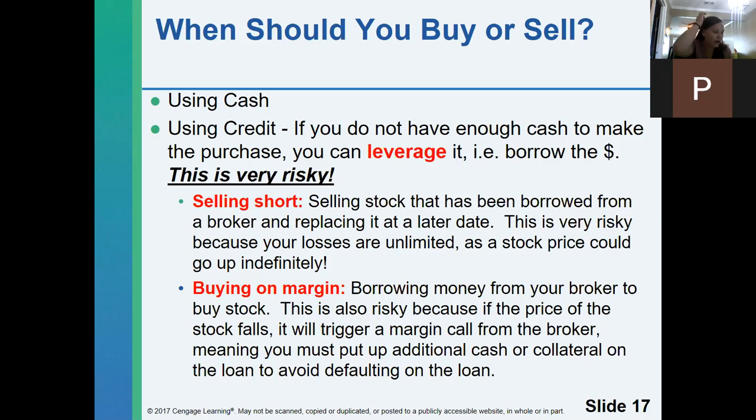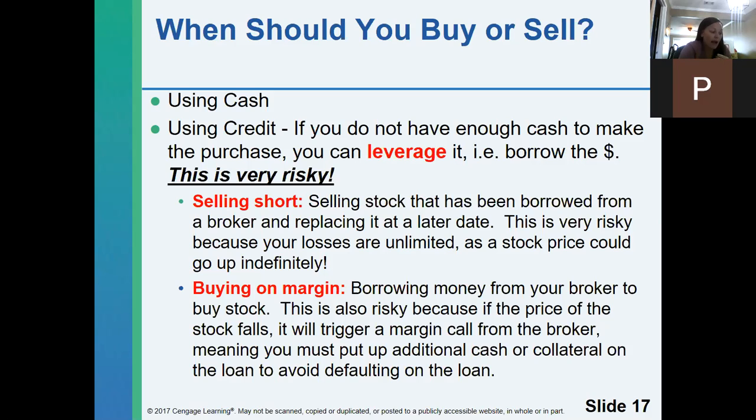So basically with buying on margin, again, you're borrowing money like a loan from your broker. You sign this margin agreement, which has some sort of collateral with it, meaning if you can't pay your loan, this is what they're going to take. And it could be the stock.